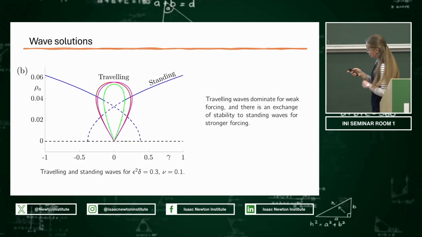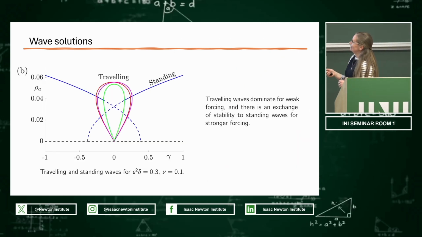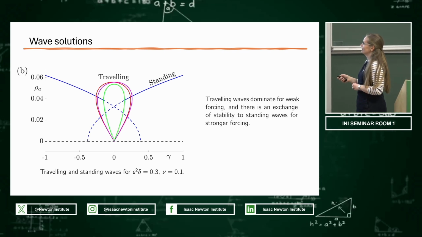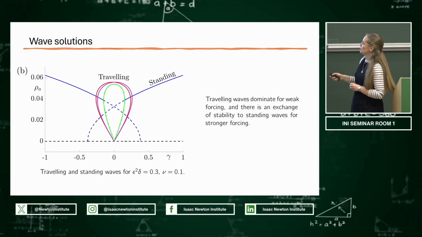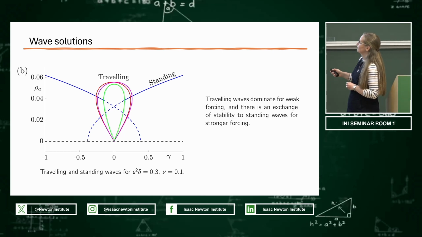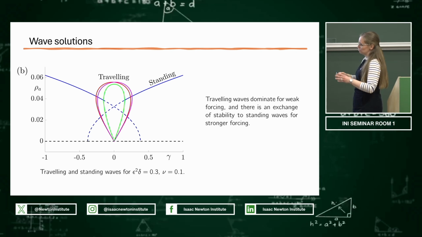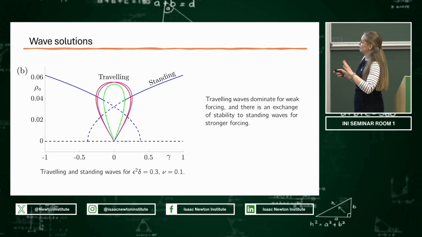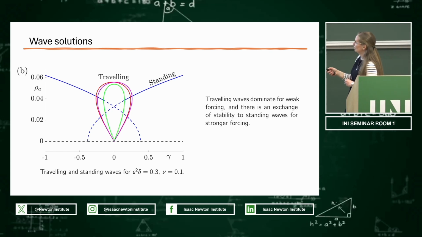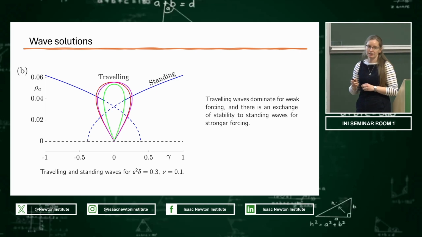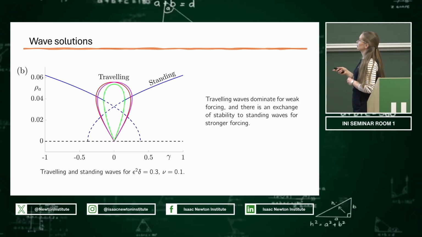We get these travelling wave solutions for small values of the forcing strength, and then these become unstable to standing wave solutions as you go further away. The travelling waves would correspond to rotating patterns, and standing waves would be like scintillating patterns. So we get what we wanted for smaller values of the forcing.